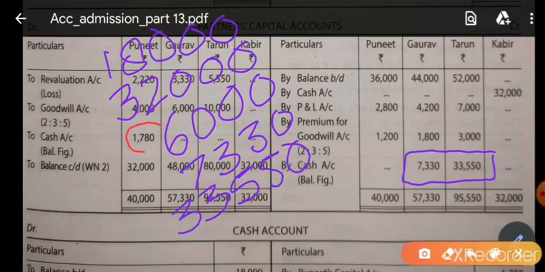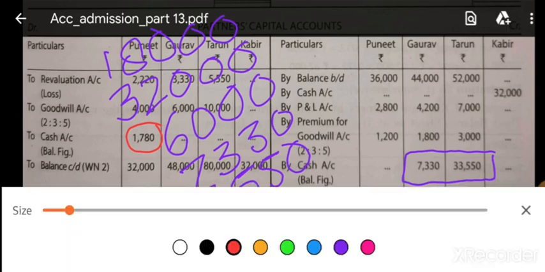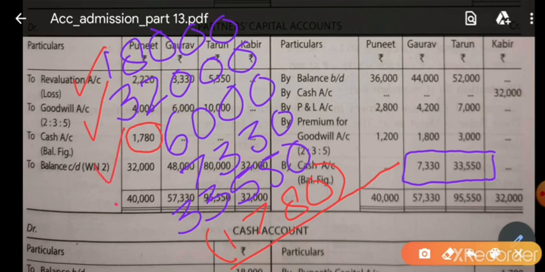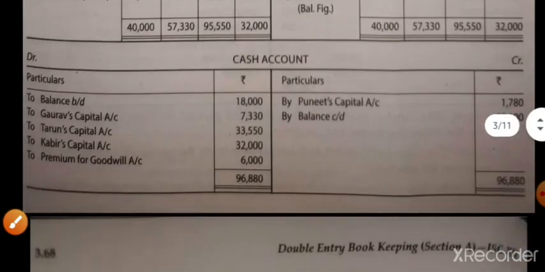So one partner has taken out 1,780 because Puneet's capital was already more. So he has taken out 1,780 rupees. So we will subtract 1,780. This is a negative amount. This way we can calculate the new balance of cash. So the new balance of cash will be calculated like this: old balance already available, plus capital contributed by the new partner, plus goodwill brought, plus the amount brought by old partners to make their capitals equal to the new capital, and minus the amount withdrawn by one of the partners. After doing all these calculations, you will get the new balance of cash.